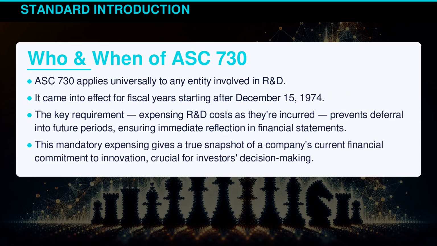ASC 730 applies universally to any entity involved in R&D. It came into effect for fiscal years starting after December 15, 1974. The key requirement, expensing R&D costs as they're incurred, prevents deferral into future periods, ensuring immediate reflection in financial statements. This mandatory expensing gives a true snapshot of a company's current financial commitment to innovation, crucial for investors' decision-making.